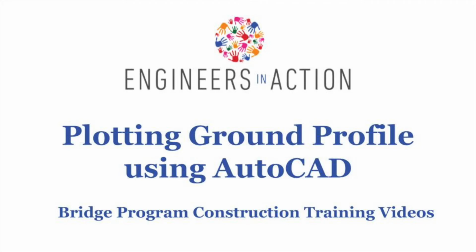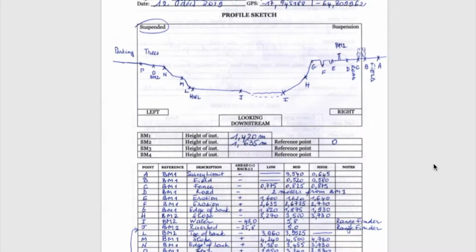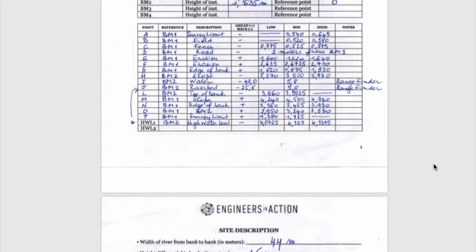In this video, you will learn how to use your survey data from the field and put it into AutoCAD to generate your ground profile. From this ground profile, you can design your bridge using AutoCAD. The first step to generating your ground profile is to analyze the data from your survey.